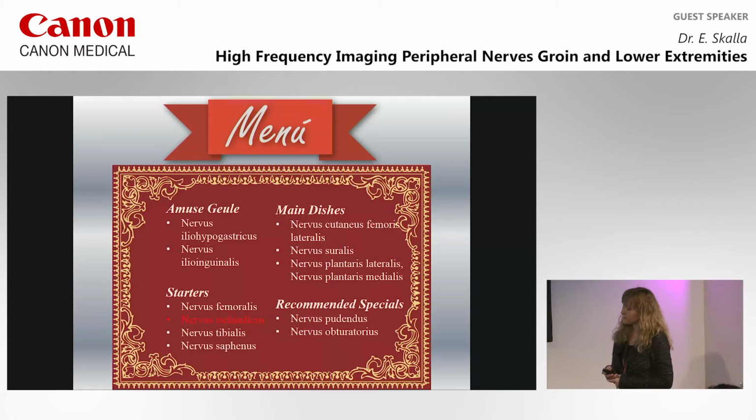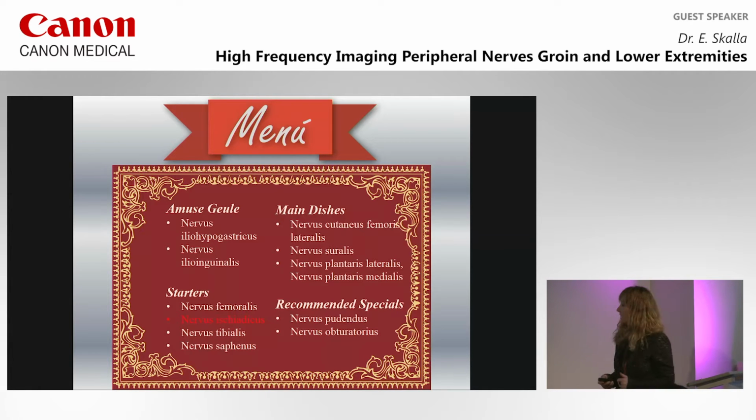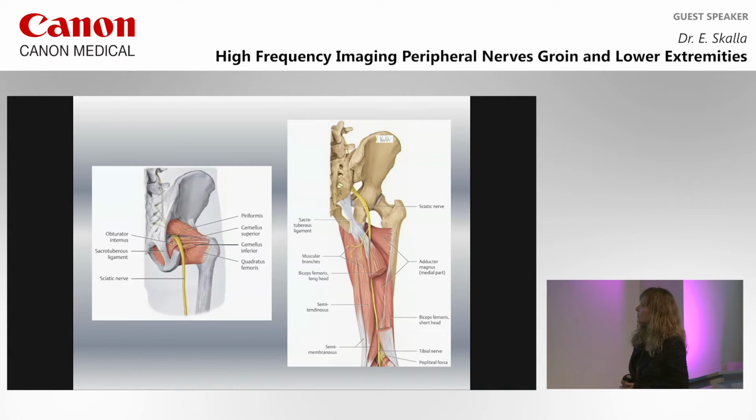So the next one, the sciatic nerve, nervus ischiaticus, the biggest nerve in our body. It's really easy to find. I will show you two heights where we can see it, starting with the anatomy.